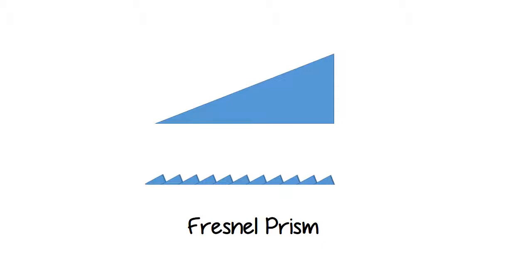A Fresnel prism was discovered by a French physicist named Augustin Fresnel. He figured out that a series of very small prisms could actually replace a larger prism. And now we make Fresnel prisms that are paper thin and can be adhered to the back of a lens, an eyeglass lens.